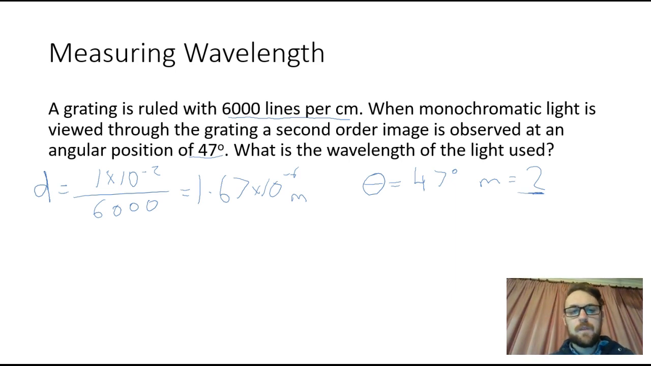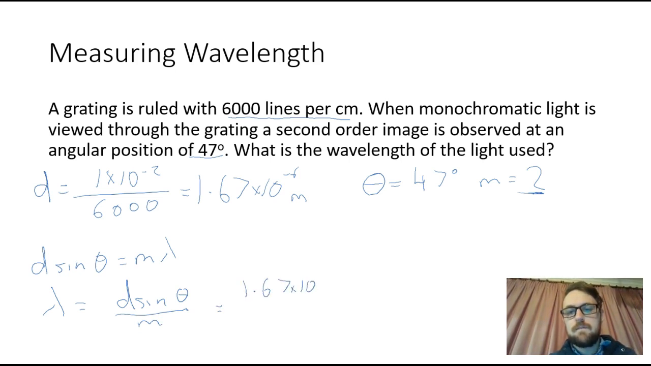So m equals 2. We've got d sine theta equals m lambda. If we want to work out our lambda, we just divide through by m, so lambda equals d sine theta divided by m. If we just put those numbers in, what we get is a wavelength of 609.5 nanometers.